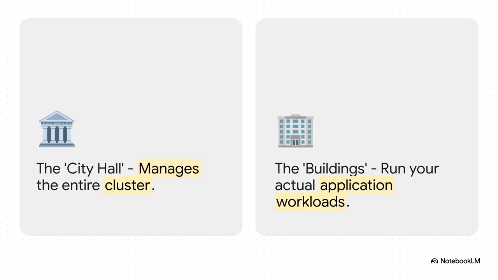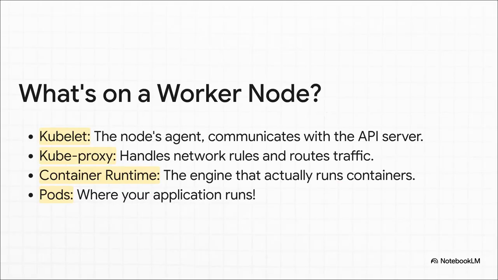Then you have the worker nodes. Think of these as all the buildings in the city. The factories, the offices, the apartment complexes. This is where your applications actually live and do their work. So, what's inside one of these buildings? Well, every worker node has a few key components. There's the kubelet, which is kind of like the building's superintendent. It gets its orders from City Hall and makes sure everything's running as it should. Then you have kube-proxy, which is like the building's mailroom and switchboard operator. It routes all the network traffic. The container runtime is the building's power grid, the engine that actually runs the containers. And finally, you have pods. These are the individual apartments where your application code really lives.